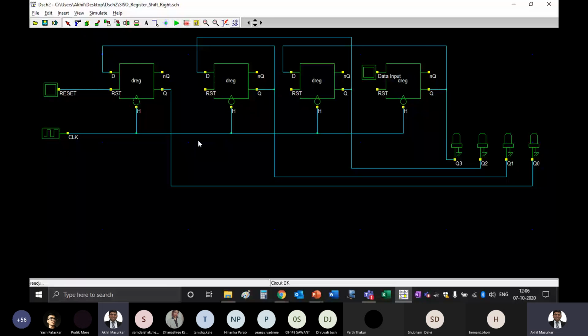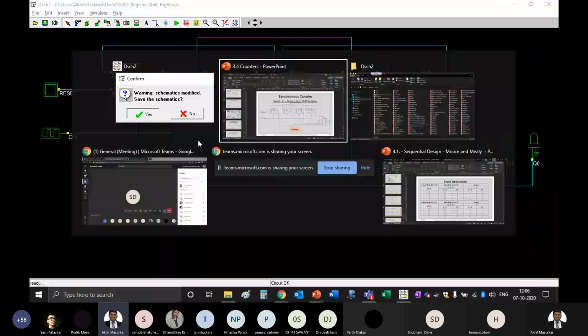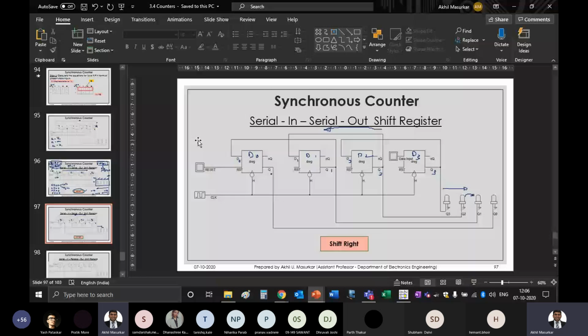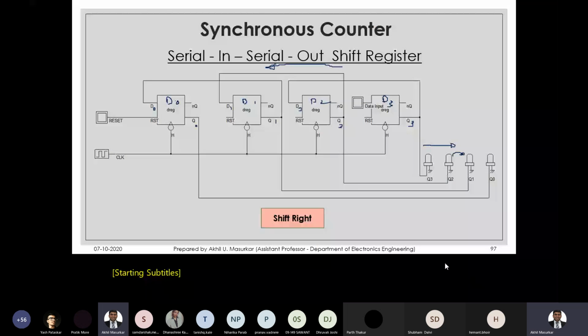Now we want something called a bidirectional shift register. That means we should be able to shift left as well as right, both. That means there has to be a provision to connect Q1 to D0 and the other way around also. So there has to be a provision to do the connections that we saw in shift left as well as shift right. So let's check that out.